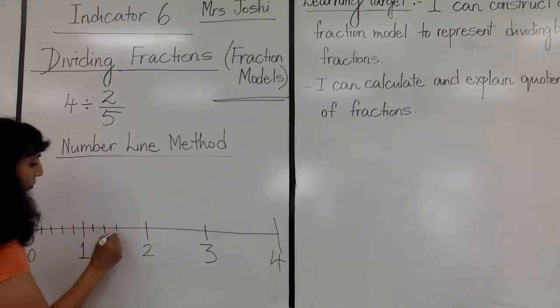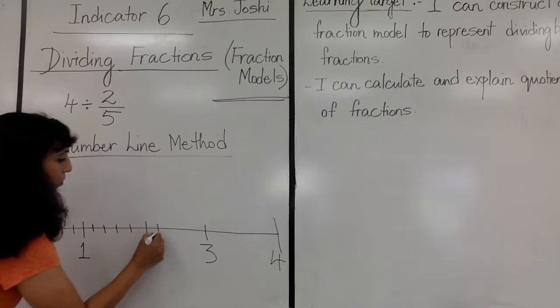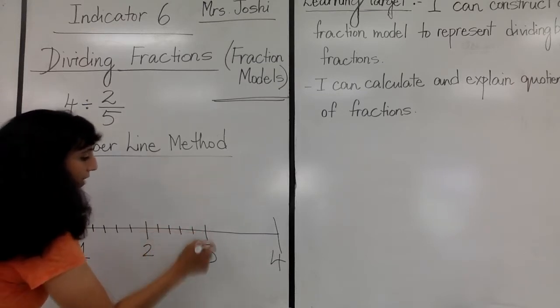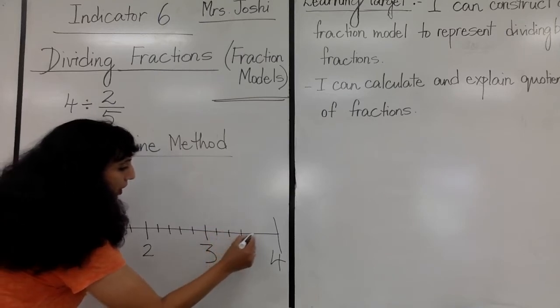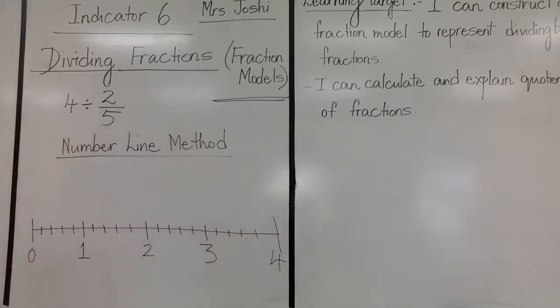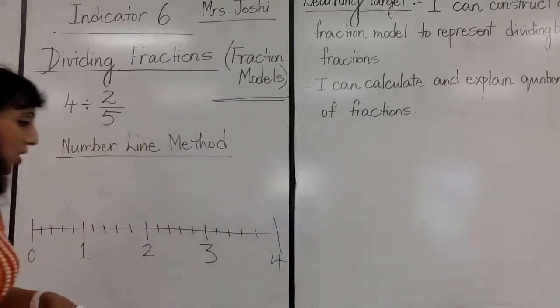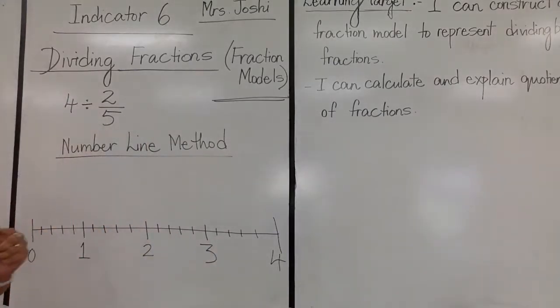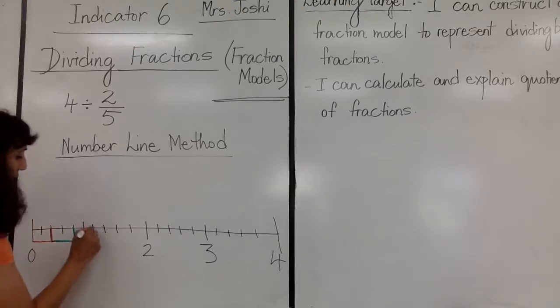1, 2, 3, 4, 5. 1, 2, 3, 4, 5. 1, 2, 3, 4, and that's the 5th part. Okay? Now, once you have this broken up like this, next you are going to take 2/5 from each of that. So if I say this is 1 and this is 2, so this is 2 out of 5, right? And then another 2 out of 5, and another 2 out of 5.